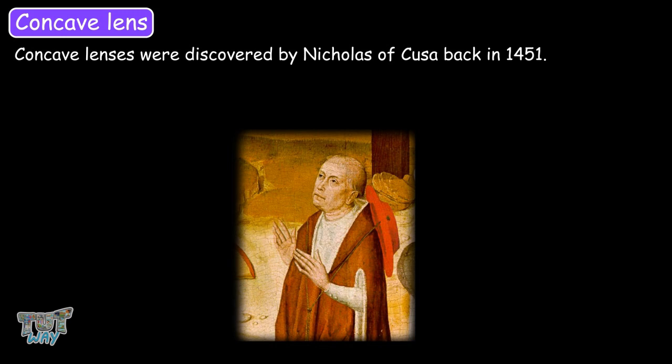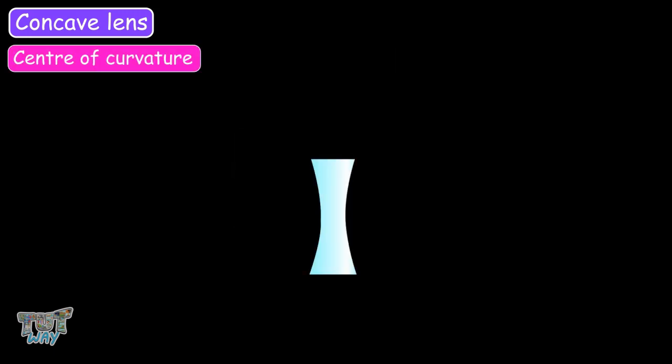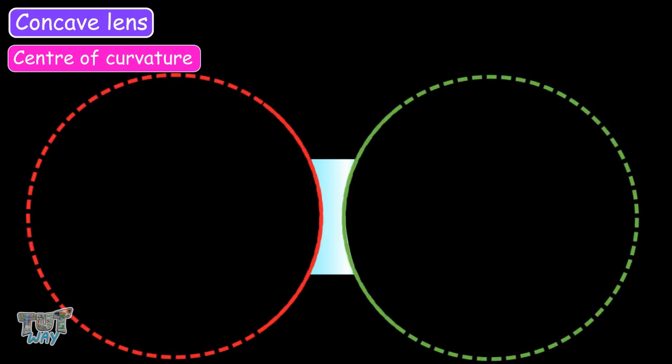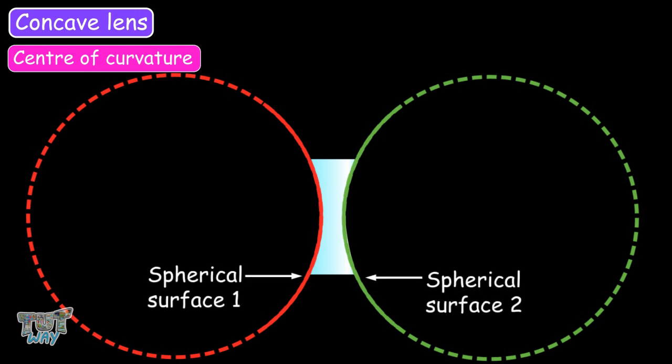Now, let's discuss the various terms related to the concave lens. The first term is the center of curvature. Concave lenses have two spherical surfaces. Let's name them as spherical surface 1 and spherical surface 2. Spherical surface 1 is part of the sphere and has center C1, and spherical surface 2 is part of the sphere and has center C2. The centers of these spheres are called centers of curvature of the lens.